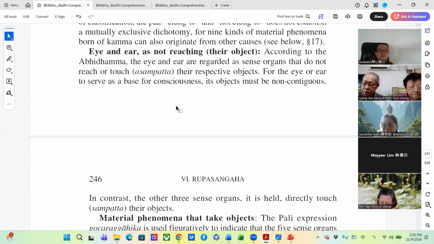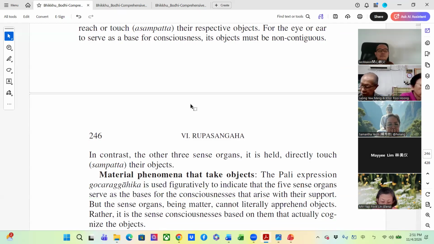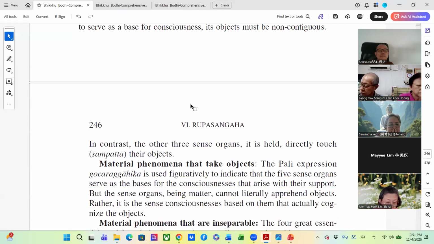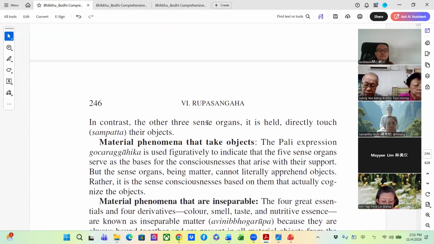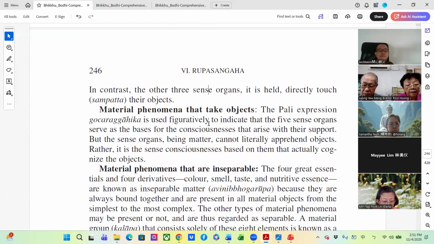Eye and ear as not reaching their object. According to the Abhidhamma, the eye and ear are regarded as sense organs that do not reach or touch their respective objects. For the eye or ear to serve as a base for consciousness, its object must be non-contiguous. In contrast, the other three sense organs, it is held, directly touch their objects.